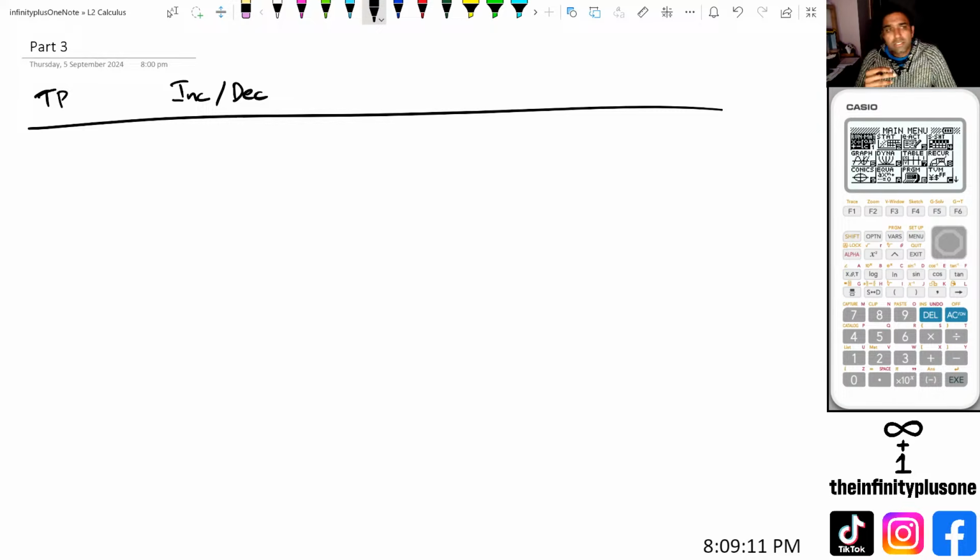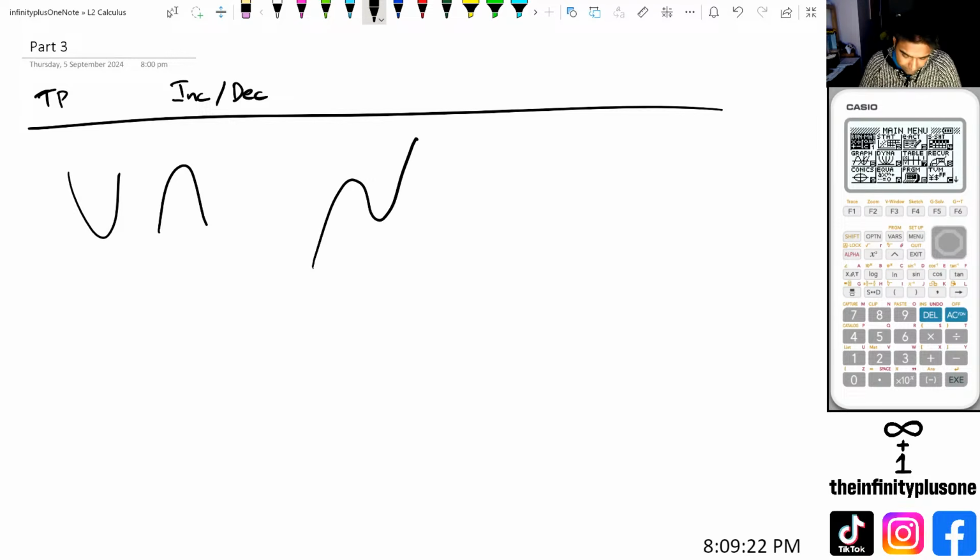All right, so when we talk about curves, we've got a parabola, the two types of parabolas there, and then you've got a cubic that looks like this, or a cubic that looks like this, and then you can do x to the power of 4. I don't know what it's called, but anyway, a turning point is these points right here.